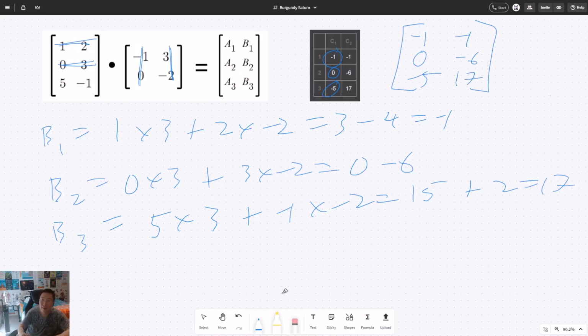So we have our answer here, guys. Ta-da! So we have -1, -1, 0, -6, -5, 17. That is our answer. That is how you do the product rule or the dot rule or matrix multiplication.